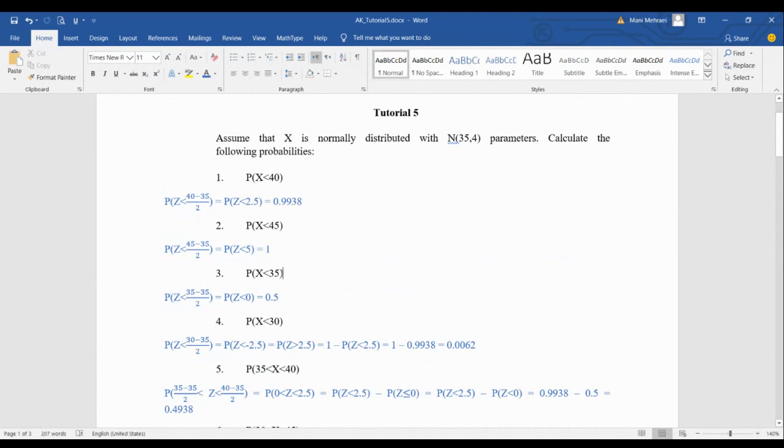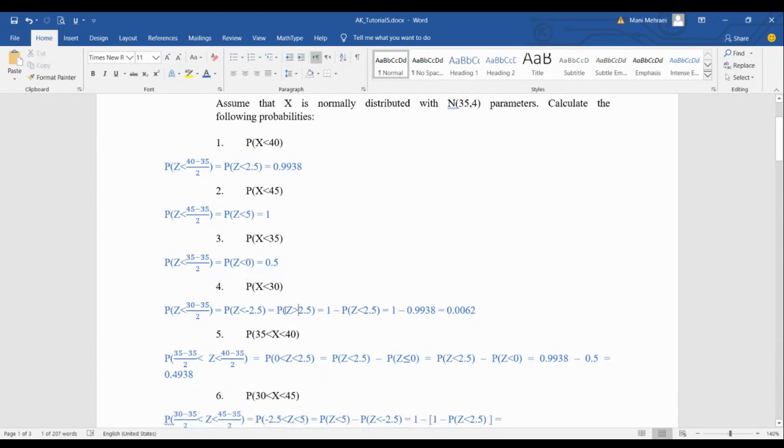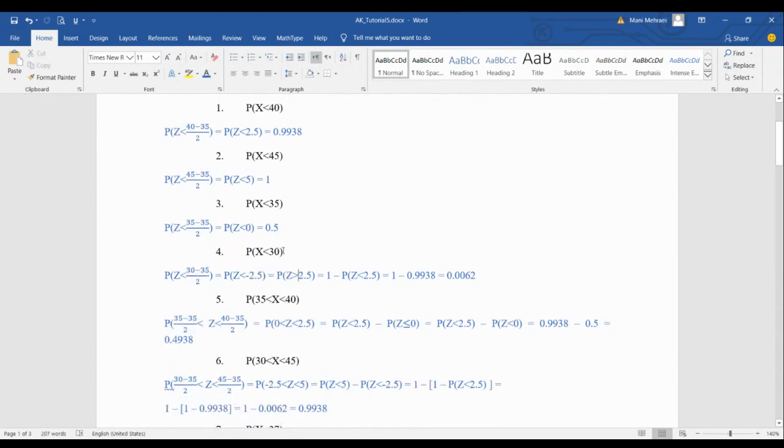Let's test it with another number, 35. You reach 0. Directly you can say this is half. You don't need to check the table because you know for the standard normal distribution, half of the area is less than 0, because the mean of the standard normal distribution is equal to 0. All right, let's move on to the next one.